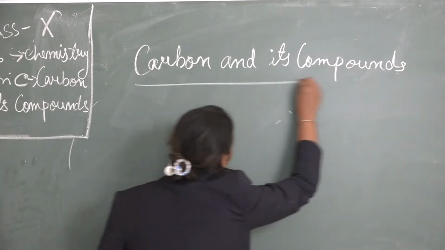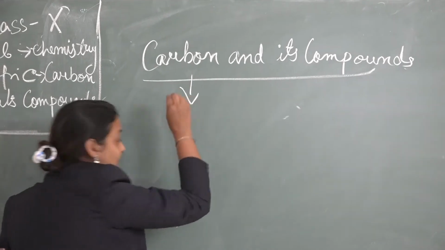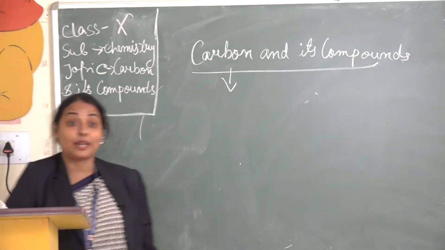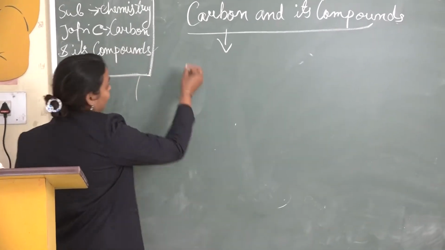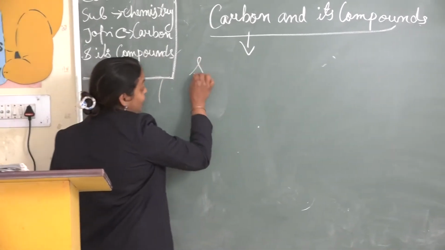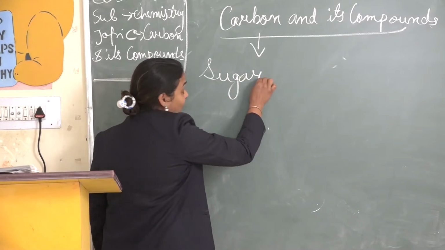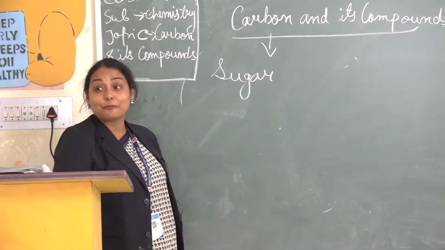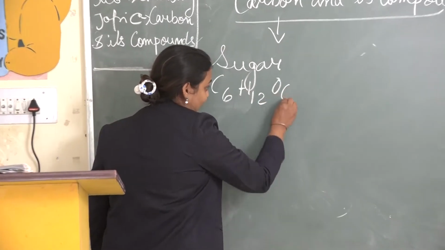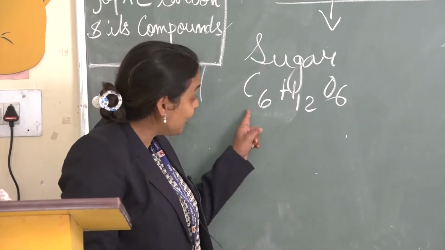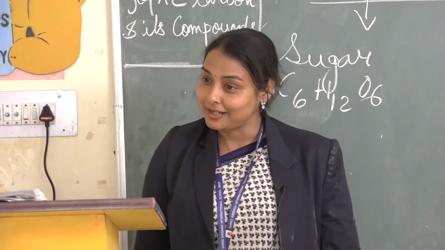Now, these non-metals are very essential for our daily life. For example, we are using sugar, right? If we talk about the formula of sugar, we know it is C6H12O6, right? So here also there is a presence of carbon.